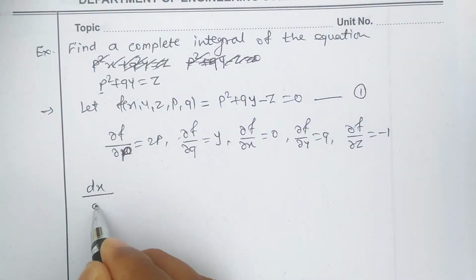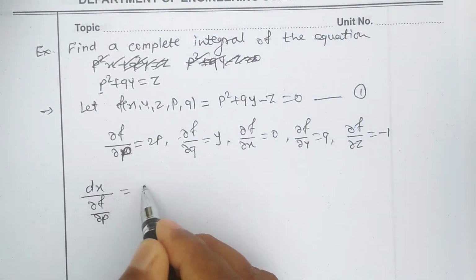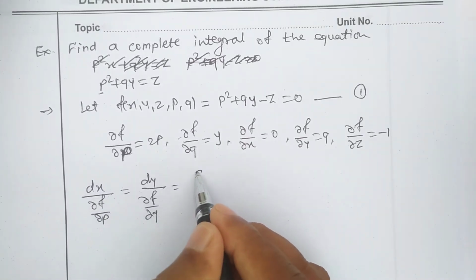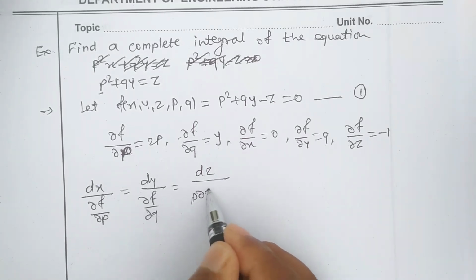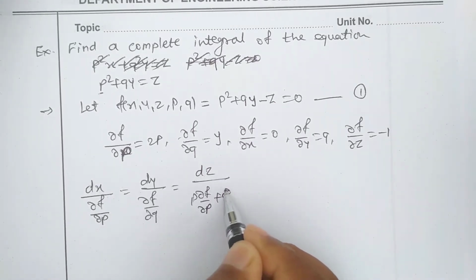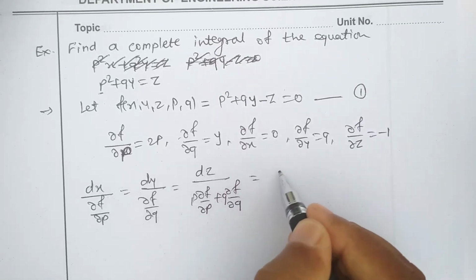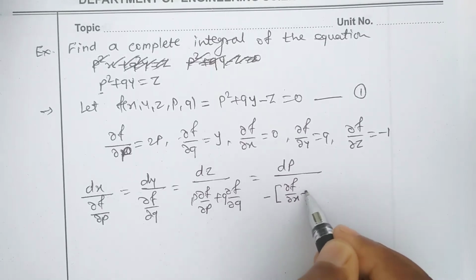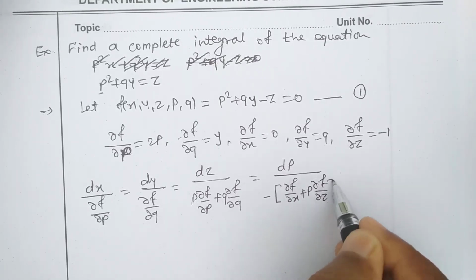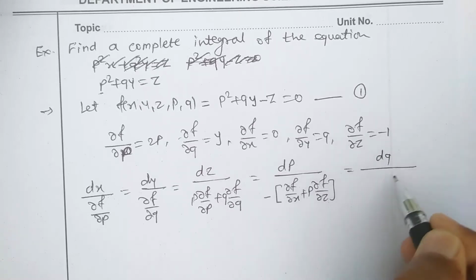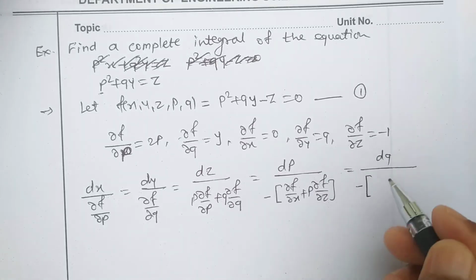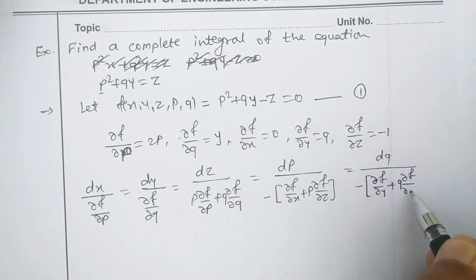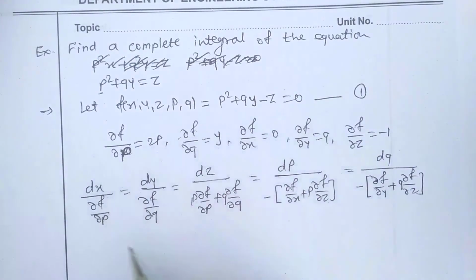Now using the subsidiary equation, what is the subsidiary equation? dx upon del f by del p equals dy upon del f by del q equals dz upon p into del f by del p plus q into del f by del q, equals dp upon minus bracket del f by del x plus p into del f by del z, equals dq upon minus bracket del f by del y plus q into del f by del z. So this is our subsidiary equation.